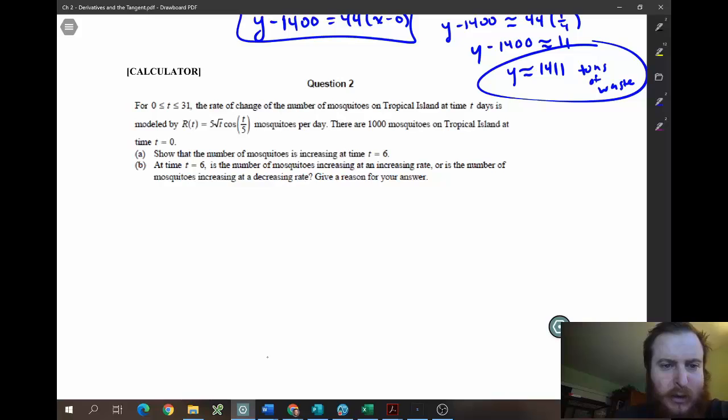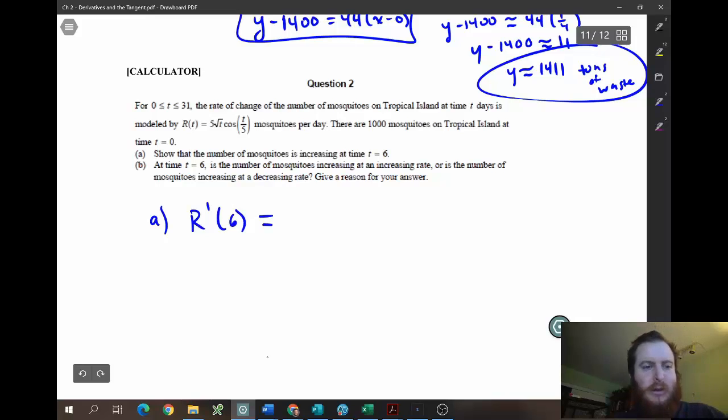So this is a calculator question. So we just need to find R prime of 6. And so on your calculator, you just do this. Sometimes they won't say show that it's increasing. They'll just say, is it increasing or decreasing? So we have the rate already. Oh wait, this is just R of 6.